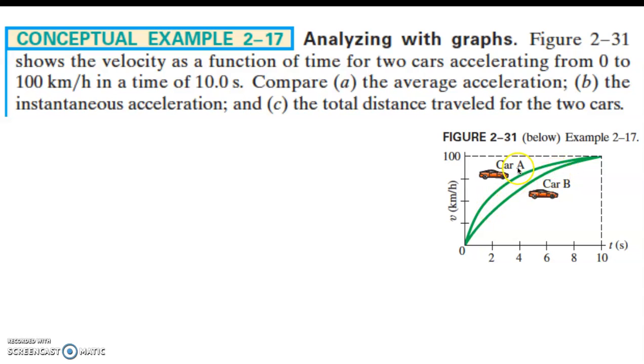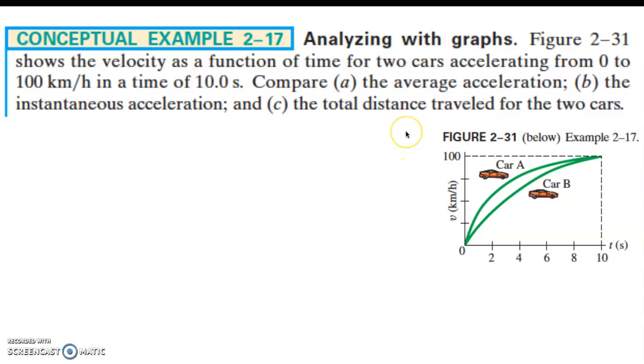If we were describing the motion of car A, we would say it really accelerates quickly and then slows down to the point where it reaches the 100 kilometers per hour. Car B accelerates at a more constant pace. It still accelerates, it's still curved, but it's going to be more of a constant pace as opposed to the really quick acceleration that we see in car A.